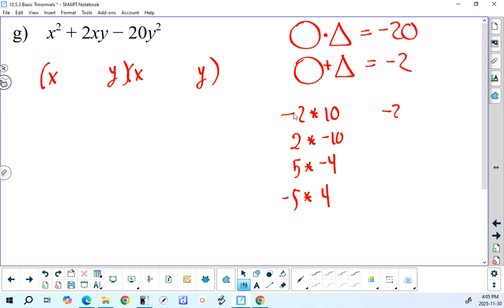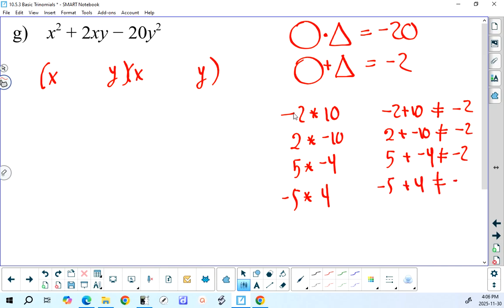These two numbers, negative 2 plus 10, do not give us negative 2. 2 plus negative 10 does not give us negative 2. 5 plus negative 4 does not give us negative 2. Negative 5 plus 4 does not give us negative 2. So what on earth does that mean? What it means is this is not factorable.